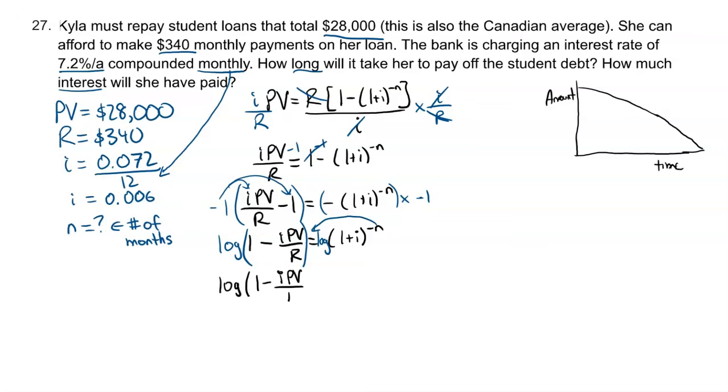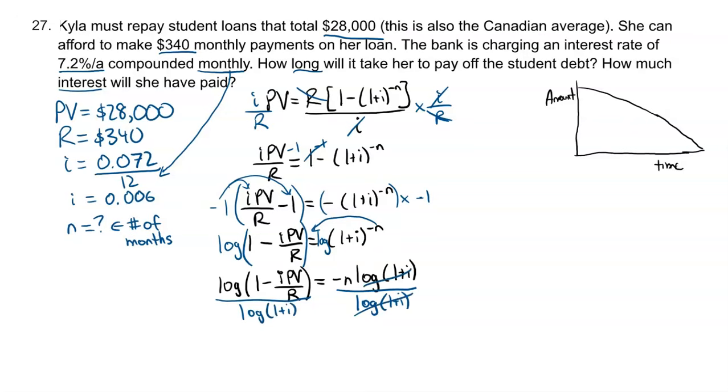And so we can write the same thing on the left as I had on the line previously, but now on the right, this becomes negative n times log of 1 plus i. And that exponent now is gone from that. So now what I want to do is divide by the log of 1 plus i to get just negative n on the right side. Whatever you do to the one side, you have to do the other.